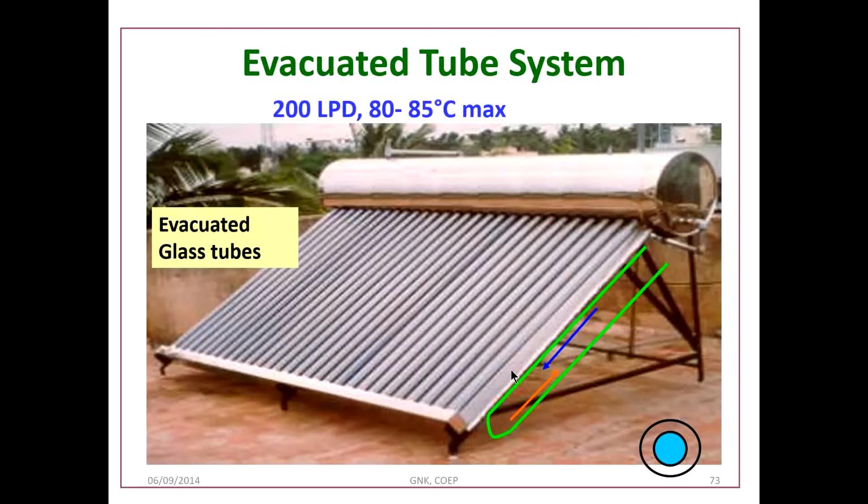So some practical installation, you can see here the practical installation. So these are the tubes which are arranged. This is the evacuated tube system and these are the tubes which are arranged in a row, and this is a bottom header. There is no water moving here, so it is just for the support. Now this is a tank. You can see the length of the tank. For 200 liters per day, an evacuated tube system of this size can provide you 200 liters of water per day at 80 to 85 degrees Celsius maximum.